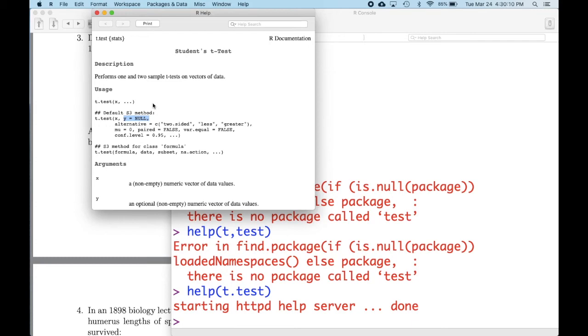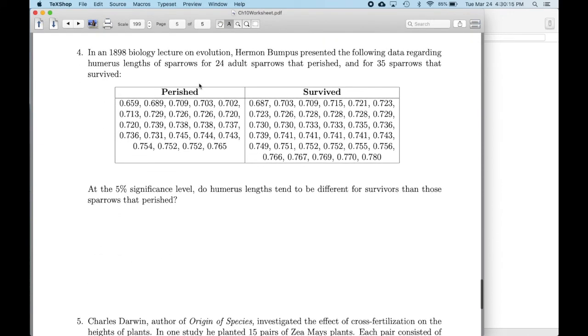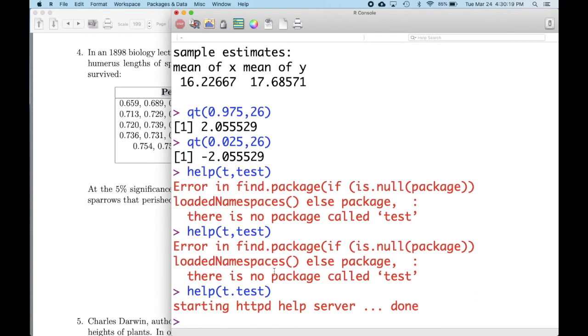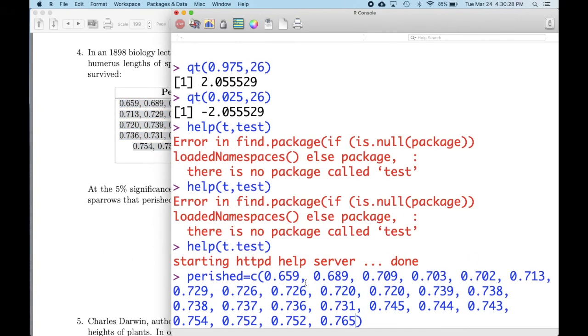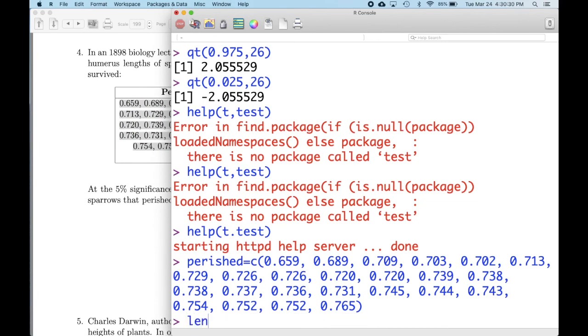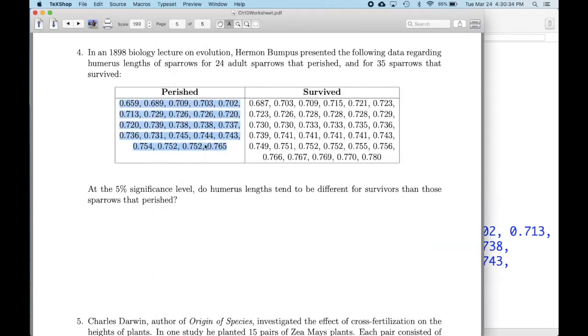All right, so next let's talk about number 4. So we had perished and survived. Okay, so we have perished. That was our data. So I'm just going to write perished. Oops. I don't know why I copied the name and not the data points. There we go. So it's perished. And again, I just like to double check. Yeah, we have 24 data points there, which is what we should.